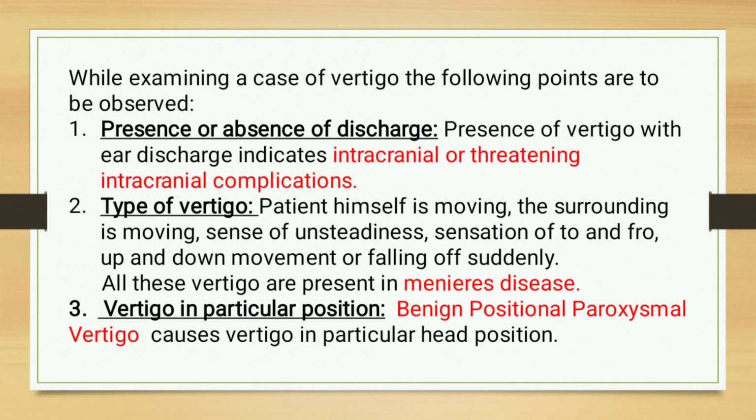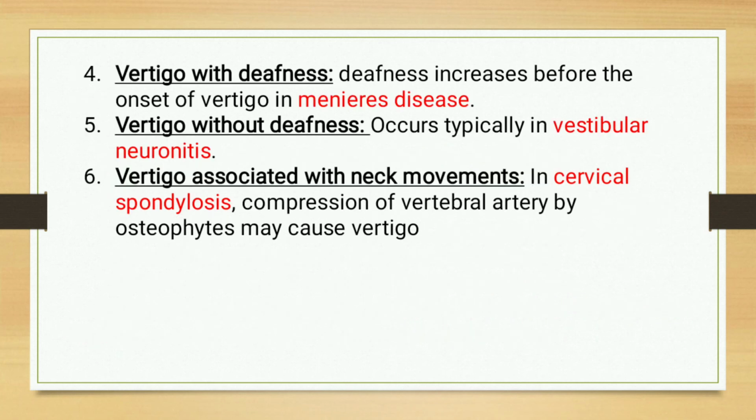And vertigo in a particular position: benign paroxysmal positional vertigo causes vertigo in a particular head position. And the vertigo with deafness increases before the onset of vertigo in Meniere's disease. And vertigo without deafness occurs in vestibular neuronitis.